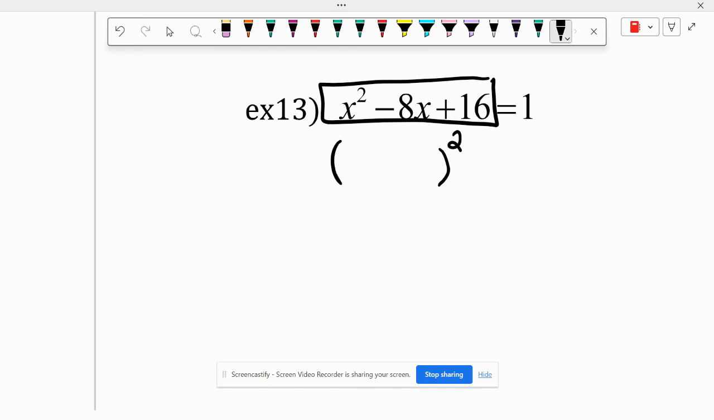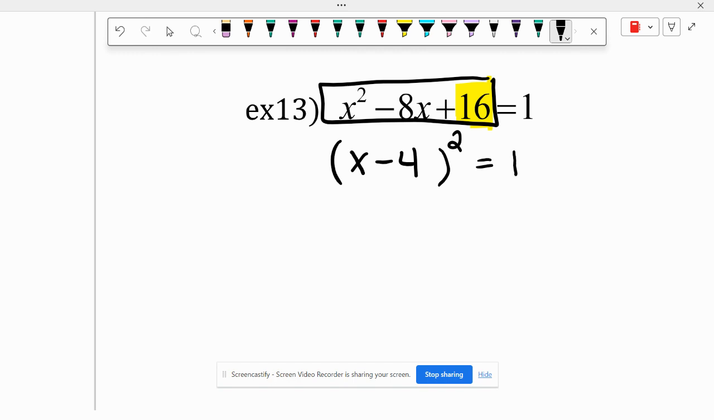Well, we said, what's half of 8? 4. So I'm going to put x minus 4 inside the parenthesis. And I want to check it. So when I take 4 and I square it, it better equal 16. And does it? Yeah. So this is a perfect square trinomial. x minus 4, the quantity squared, equals 1.